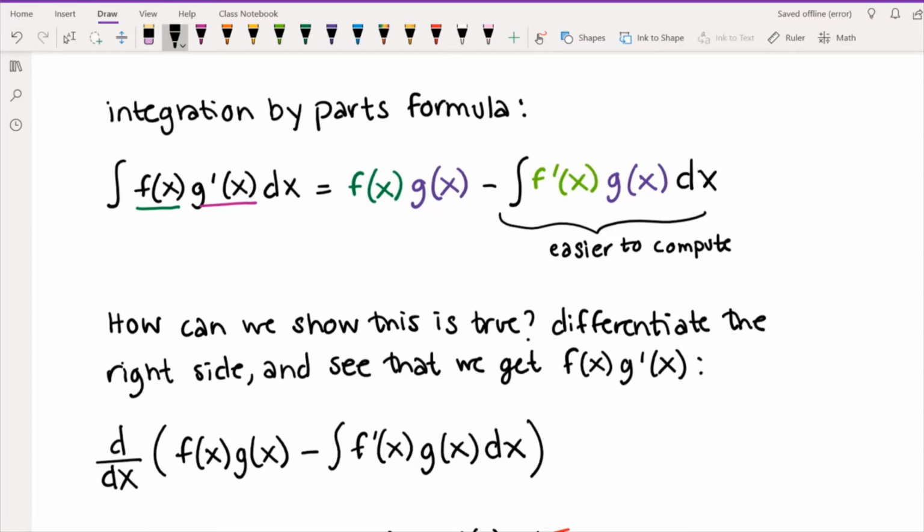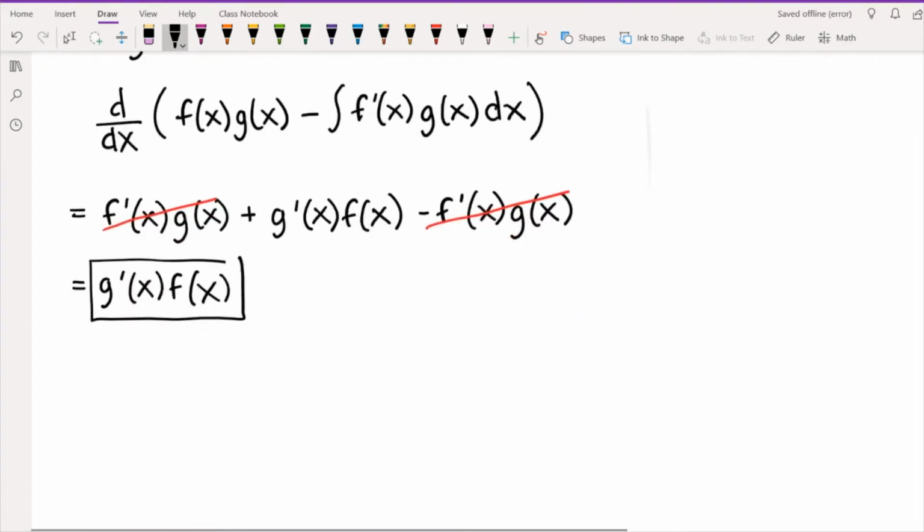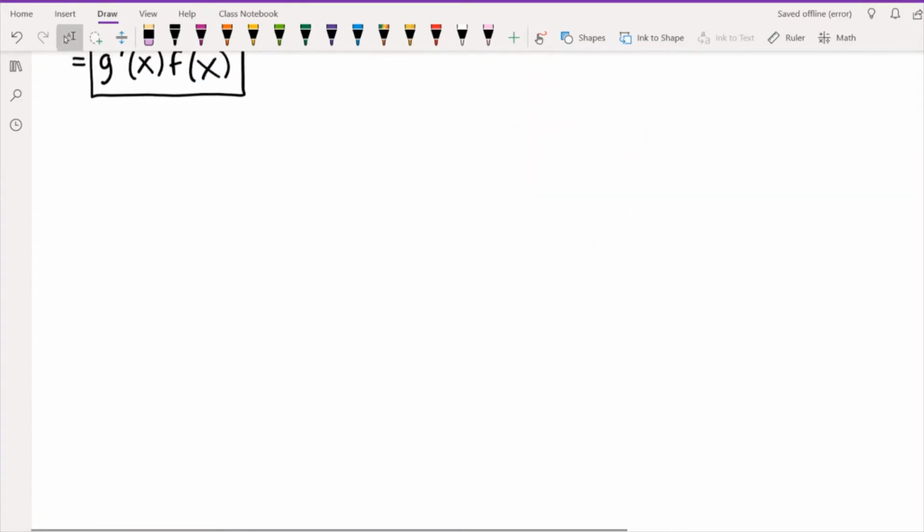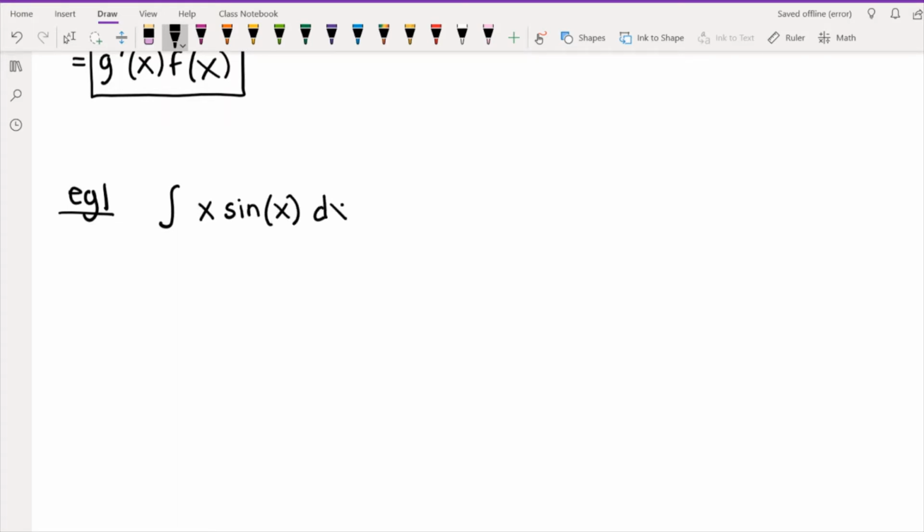Okay, so let's actually do an example, because I think this will make a lot more sense once you see how it's actually used. So let's evaluate that same integral we started with. We're going to find the antiderivative of x times sine of x. So we have a choice here. We have to figure out which function we want to call f of x and which function we want to call g prime of x.